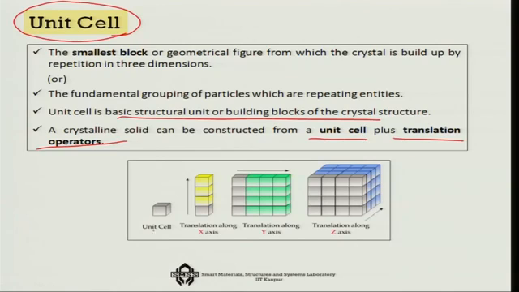For example, you can see that this is a unit cell, suppose a cubic unit cell, and if it has translation only along one direction, you get a particular type of structure. If it has translation in 2 directions, you get this type of structure. If it has translation along all the 3 directions, you get this kind of Rubik's cube structure. So, thus a unit cell with a translational operator will develop the complete solid structure.